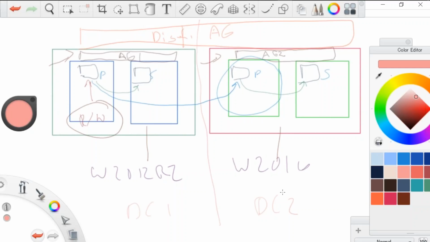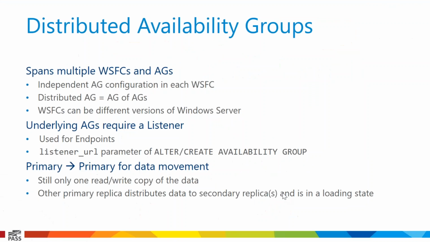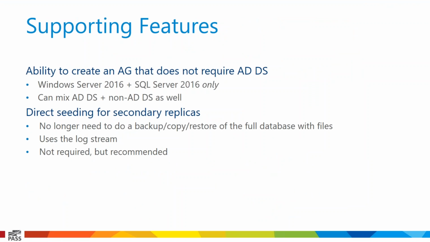Now, I will say this is an Enterprise Edition only feature. We do have availability groups in Standard now. I'll talk more about that in my talk at PASS Summit. But this is not something that will be used with Standard Edition. This is purely Enterprise Edition only. Okay. Now, a couple things that make this work better before we go into demo land.